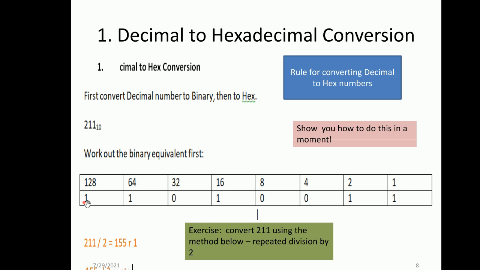And we get 110100011. And I'm going to show you how I get the binary number using an effective rule as well. So I'm assuming that the binary equivalent of the decimal number 211 is this. Well, that's the first thing I do.